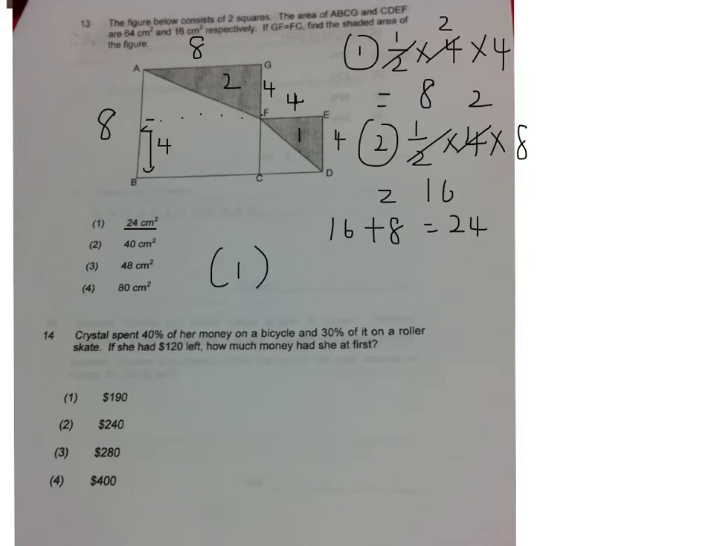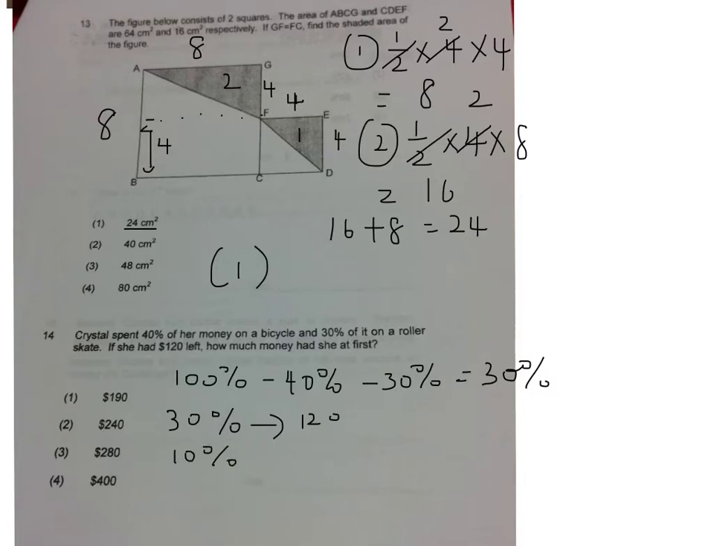Question 14. Crystal spent 40% of her money on a bicycle and 30% of it on a roller skate. If she had $120 left, how much money did she have at first? So she got 100% at first. She spent 40% on a bicycle, 30% on a roller skate. So 100 minus 40 minus 30, she left with 30%. So if 30% gives us $120, 10% would actually be $40. 100% would mean she actually had $400 at first. So question 14, answer is 4.